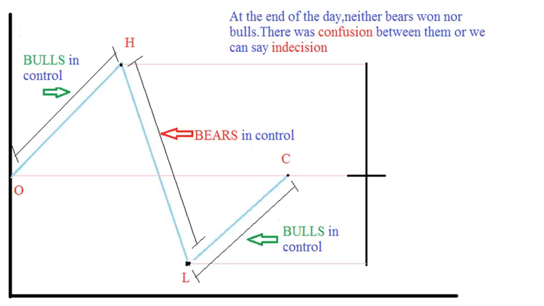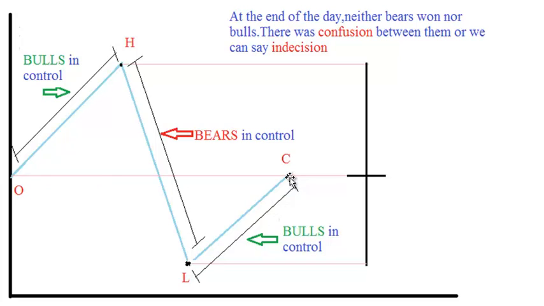Now let's understand the mechanism of a doji. Doji is a candle where the price opened here and the price went up, and this is the highest point, and then the price came down, and this is the lowest point, and finally it ended up closing at the point where the opening took place.